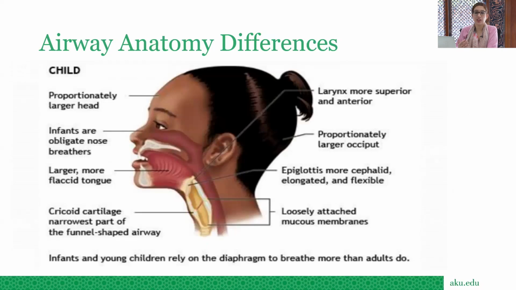The proportionally larger heads, flaccid tongue that tends to fall back and obstruct the airway, infants being obligate nose breathers, again, larynx being more superior. So infants and young children will rely on the diaphragm to breathe more than adults. That's the reason diaphragm use becomes one of the accessory muscle usage whenever the child becomes tachypneic or is developing respiratory distress or respiratory failure.